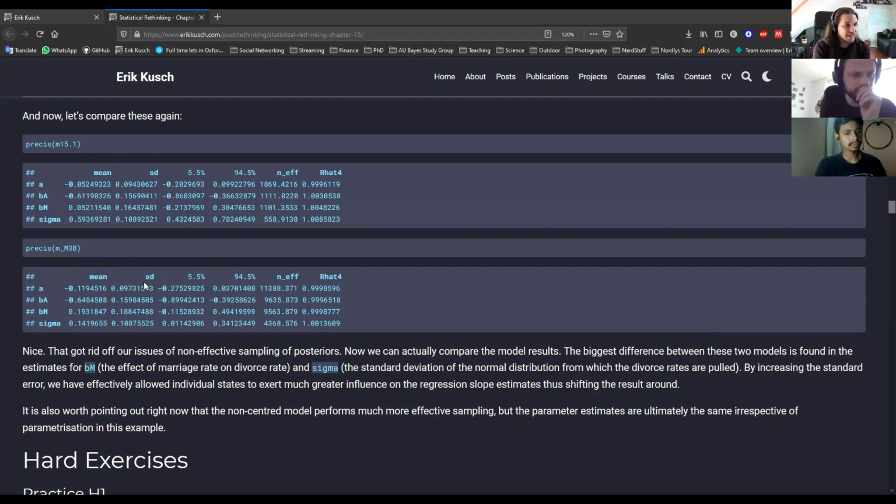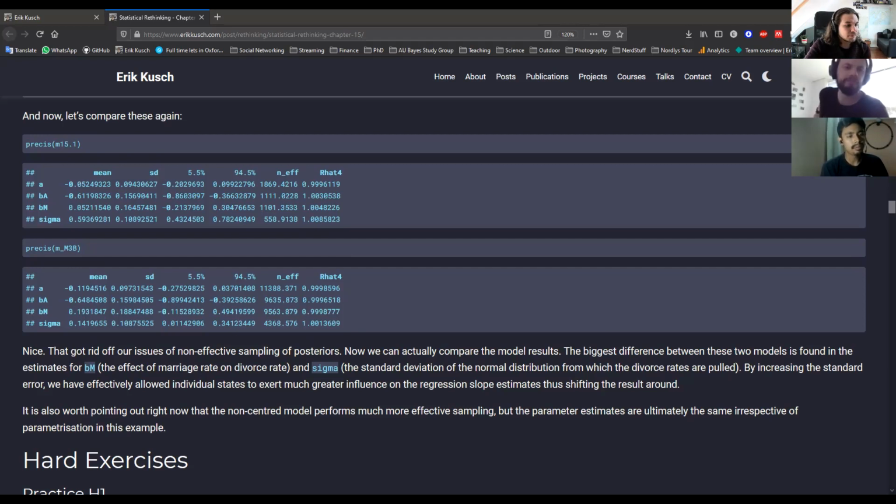Does that make sense? Because there's now a bigger error distribution. Our individual states are allowed to just lie away from the regression line a bit more, thus pulling the regression line in different directions, which leads to different parameter estimates. Yes. So the divorce is the outcome variable. We're predicting divorce from the two other ones, right?